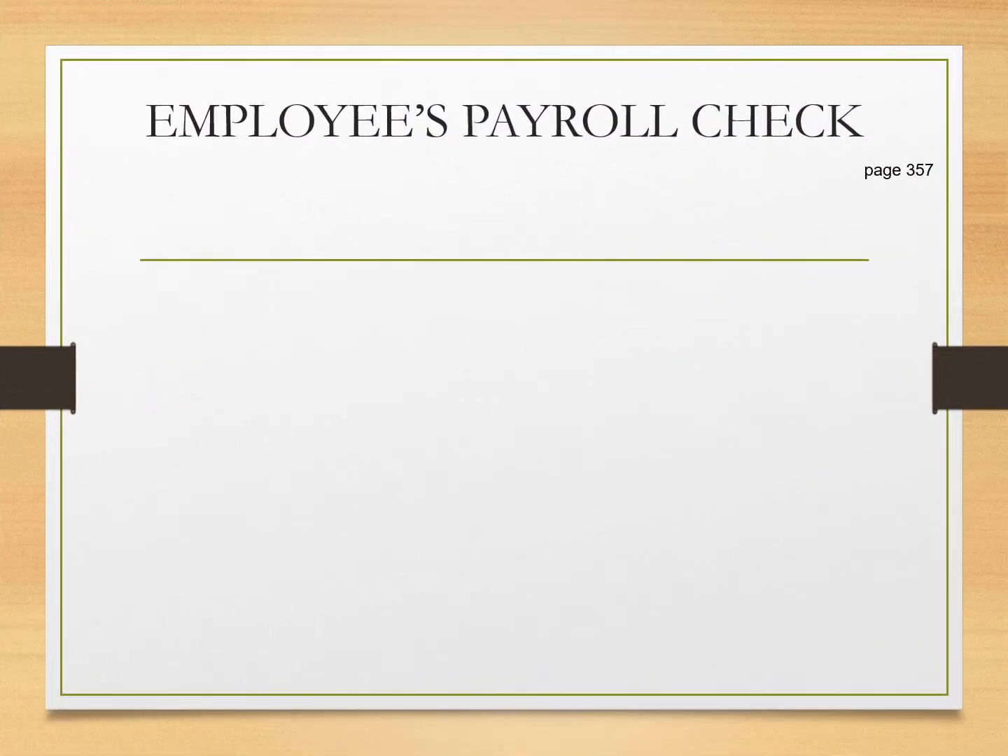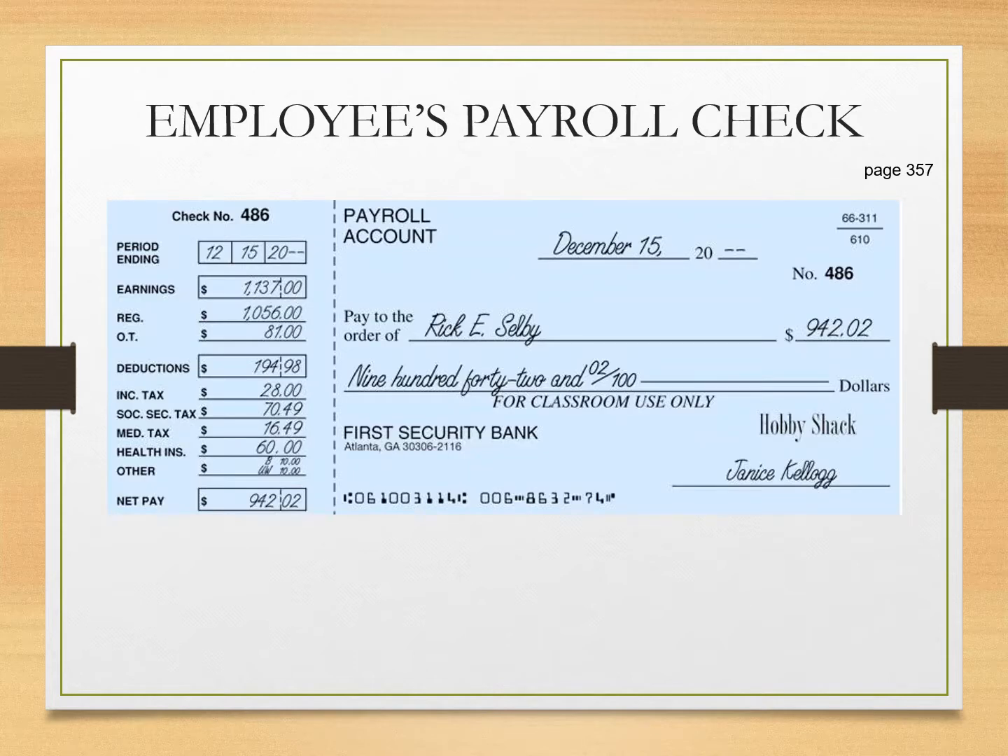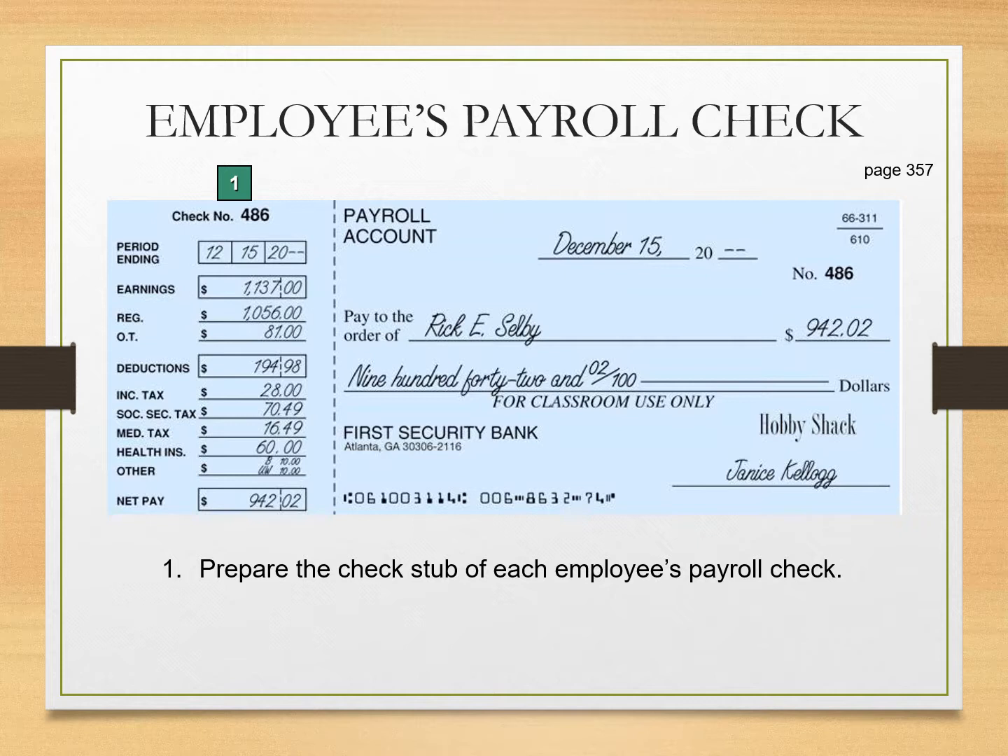Now we need to write our payroll checks for each employee. We are looking at an example for payment of one employee, which is Rick Selby. The first step is to always fill out the check stub. If you look at the check stub, there are 4 boxes. One box is for the period ending. The second box is for total earnings. The deductions box is for total deductions. And the last box is for net pay.